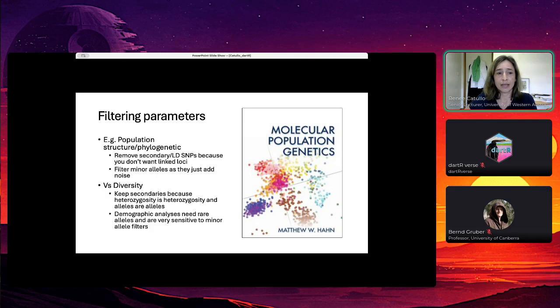because heterozygosity is heterozygosity. Private alleles are private alleles. If you're trying to represent the total diversity differences between two populations, why would you throw diversity away? And then demographic analyses are very sensitive to rare alleles. And you need to be very careful about your minor allele frequency filters, because if you throw away all your minor alleles, you immediately push your population into a bottleneck or one of the other scenarios. And so you can't break those filters away from the theory of the analyses and the tests that you're doing.